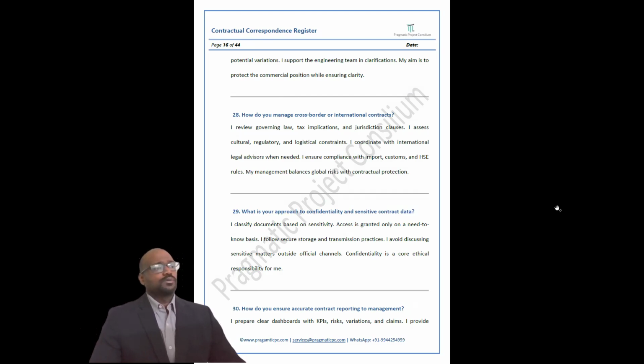Question number 28. How do you manage cross-border international contracts? See, in cross-border international contracts, beyond law and jurisdiction clauses, the cultural differences will be very tough. When you're dealing with a different country which has a different culture, the way we speak with them, the way we invite them for a meeting, the way we convey the message, everything plays a role.